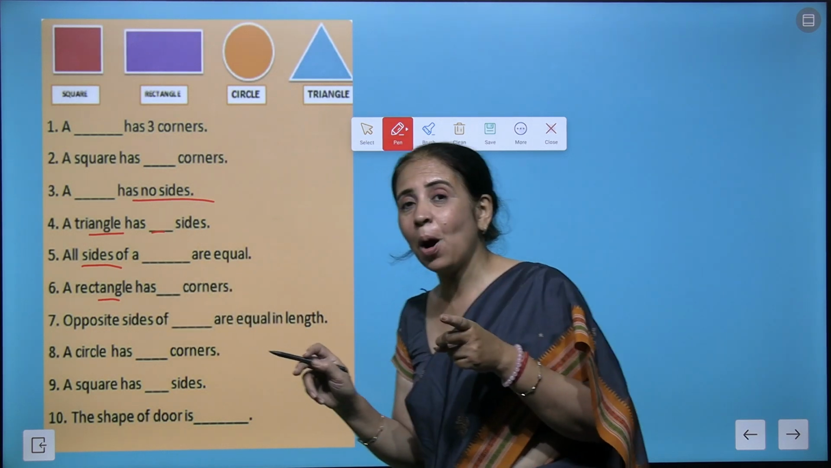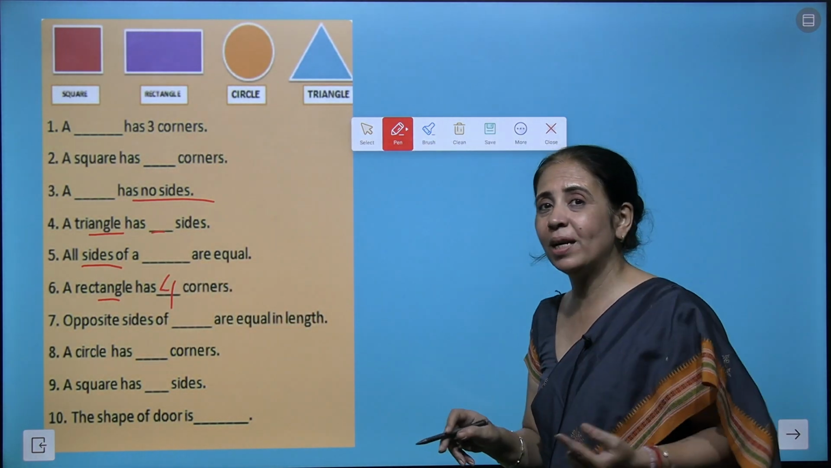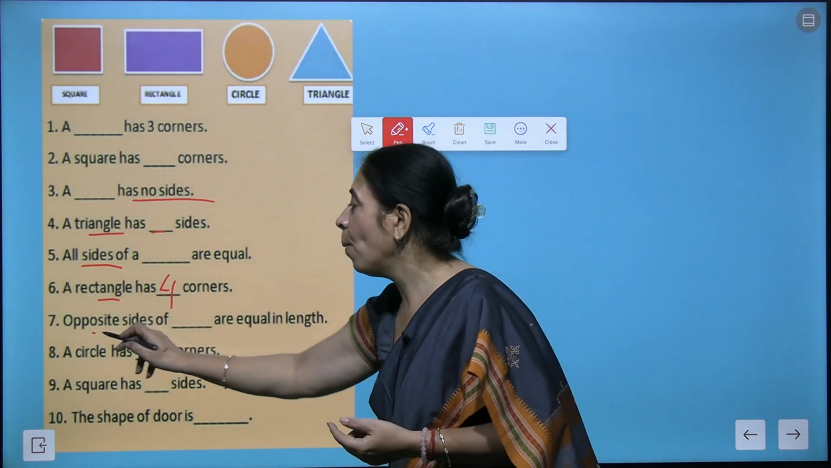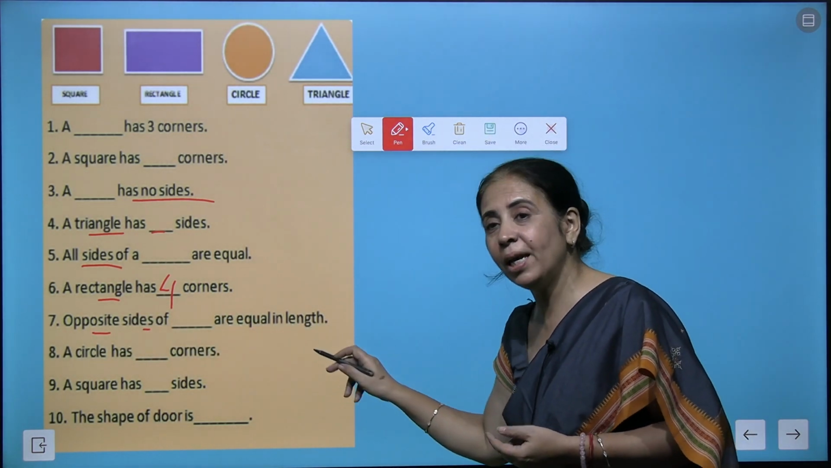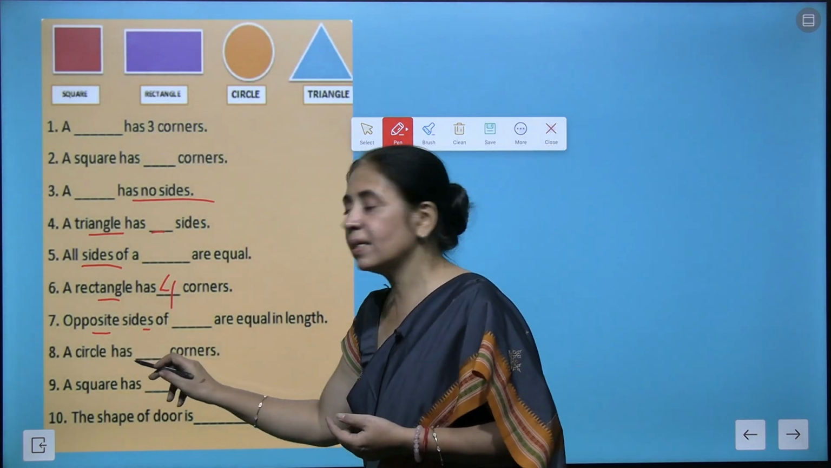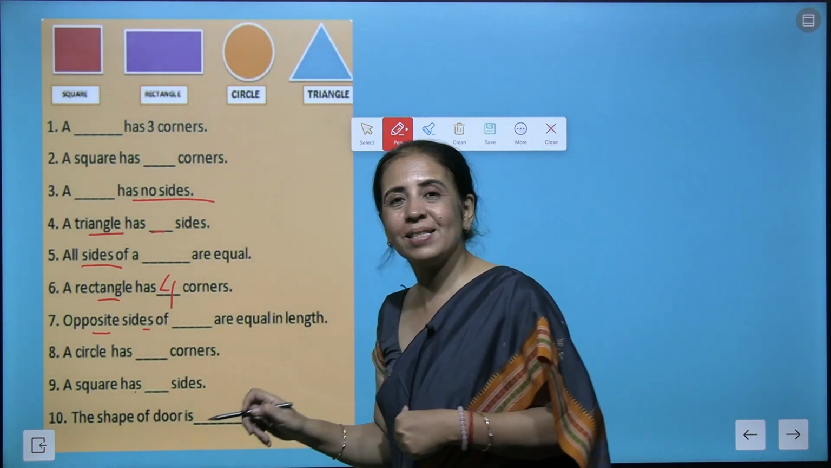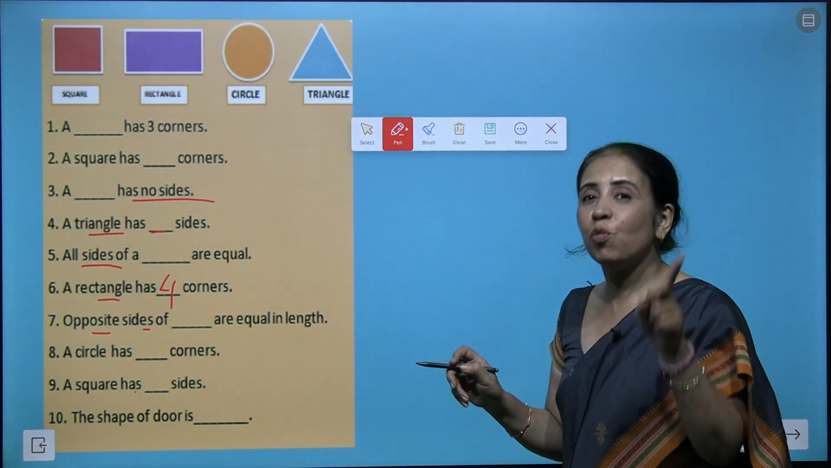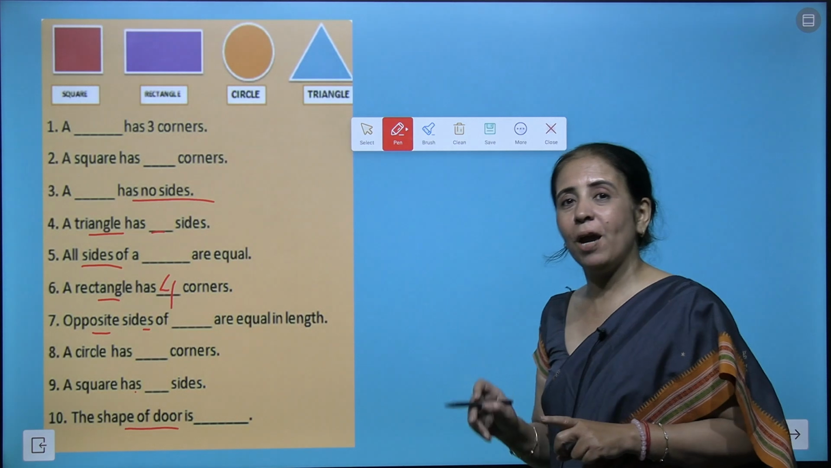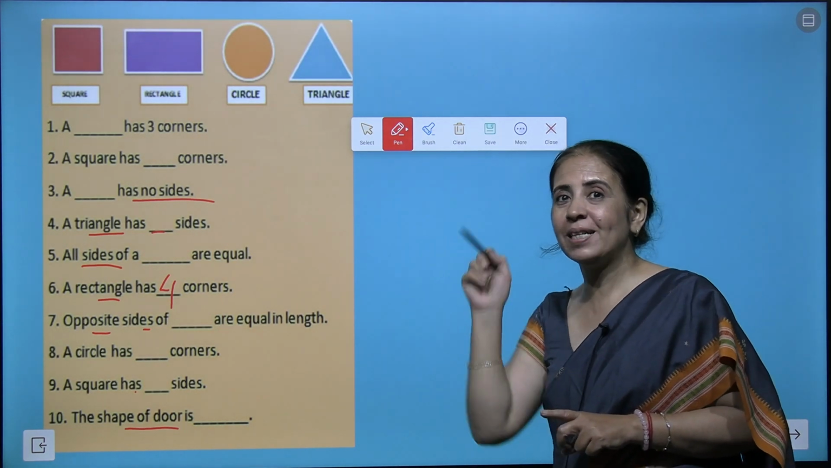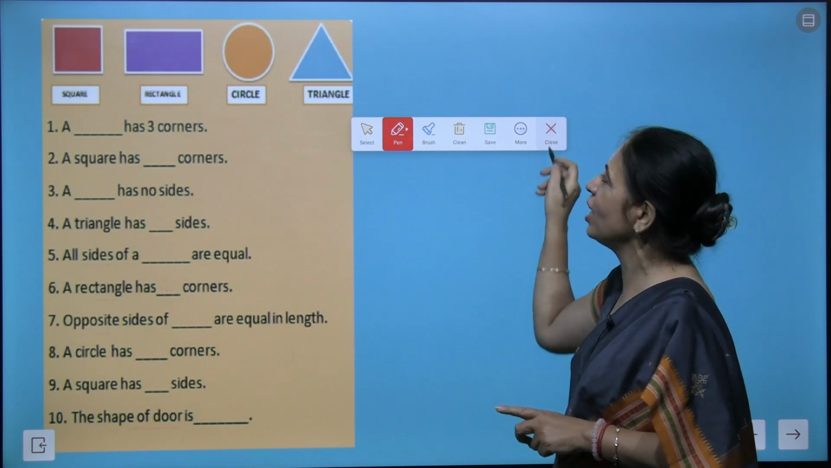And rectangle has how many corners? Perfectly answered. That means you understood the concept nicely. Opposite sides of rectangle are equal in length. And a circle has no corners. A square has how many sides? It has 4 equal sides. And what is the shape of the door of your house? Perfectly answered. That is rectangle in shape.